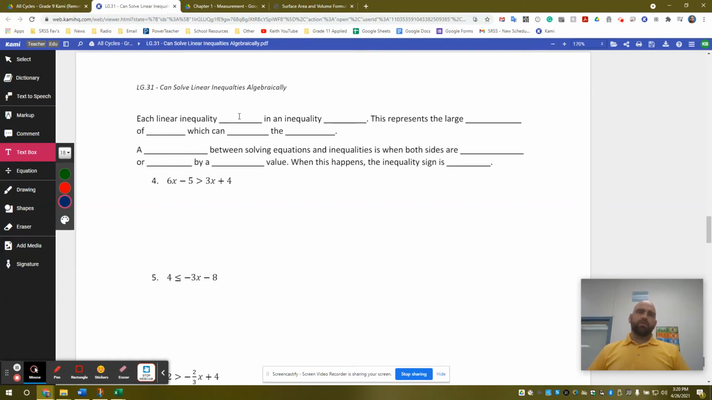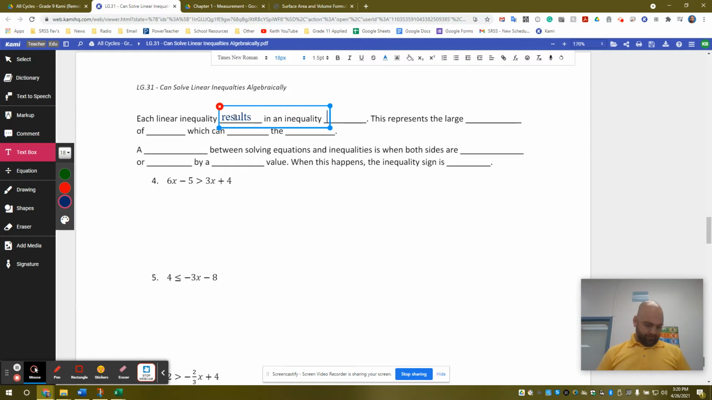All right, so continuing on here, each linear inequality results in an inequality answer as well. Okay, so that's very important that we understand that. This is going to represent the large spectrum of values which can satisfy the problem.